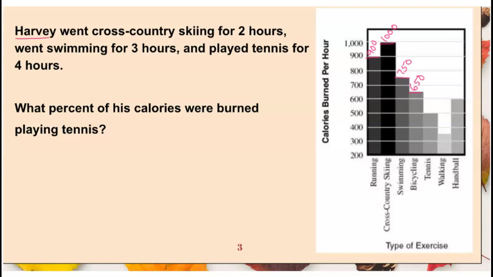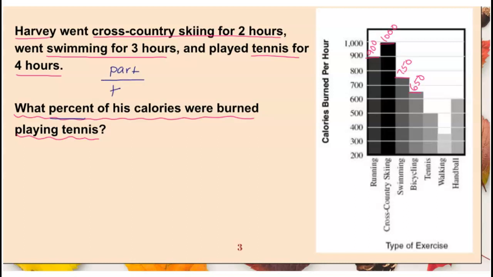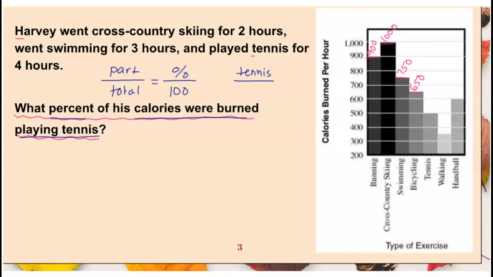For this example, Harvey went cross-country skiing for 2 hours, went swimming for 3 hours, and played tennis for 4 hours. Our text-dependent question is finding what percent of his calories were burned playing tennis. Well, we know percent is a proportion of part to total, or is over of, and that's equal to percent over 100%. We need to figure out how many calories were burned playing tennis out of the total calories burned from Harvey, and that's going to give us our percent out of 100.